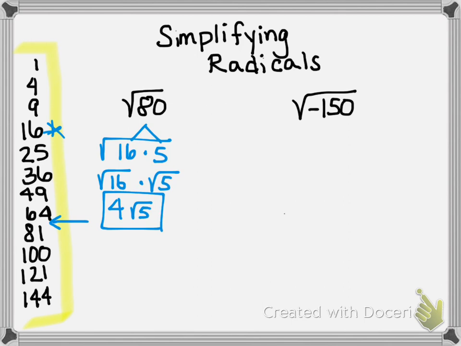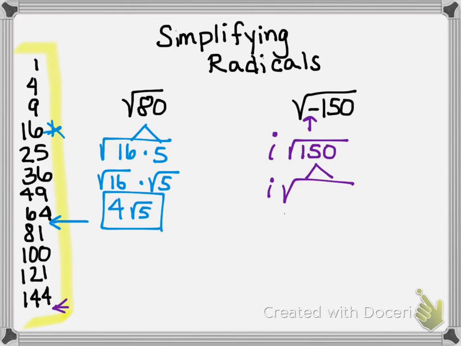When I'm working over here with a negative, whenever you are taking the square root of a negative, we have an i in your answer. So I'm going to take out that square root of -1. So I have that i in my answer. And I'm going to go ahead and start working with 150. And I'm going to see how that breaks down.